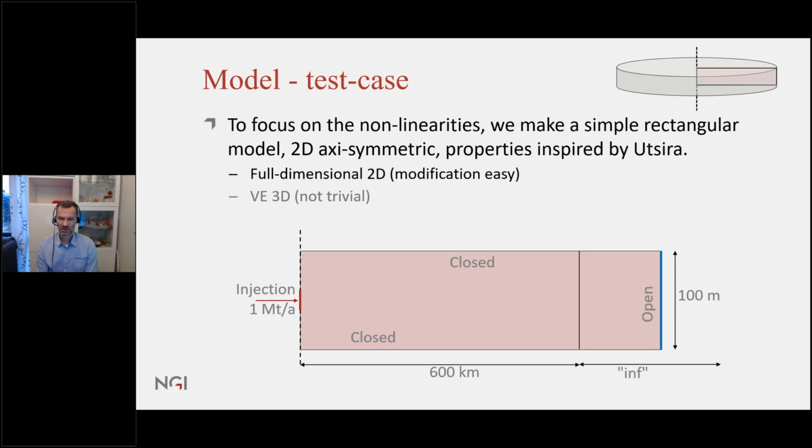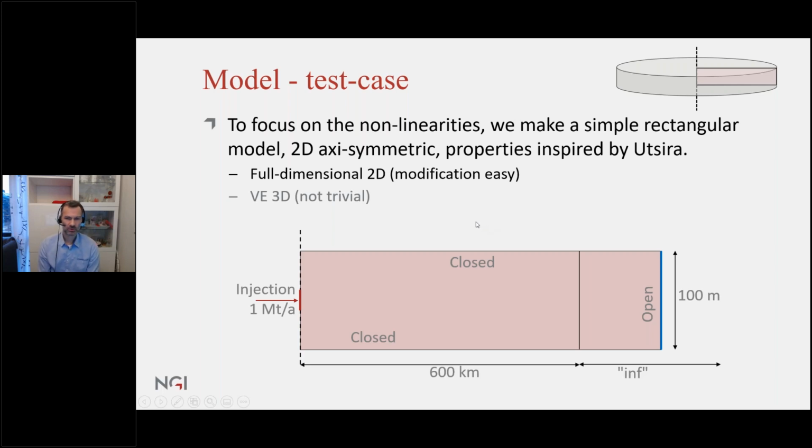We have injection at the center point there, about 1 million tons per year. We have an open boundary to the right. We have closed boundaries on the top and bottom. And the model is about 600 meters wide with some infinite domains aside to simulate that we have a model that is extending about 100 kilometers in this case. So this is a 2D model.